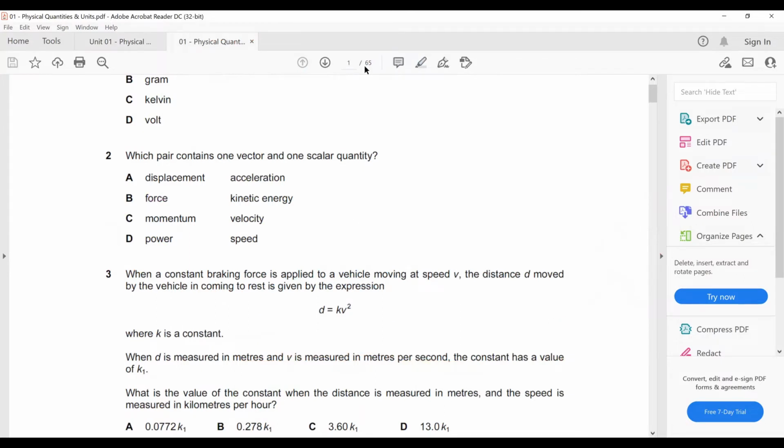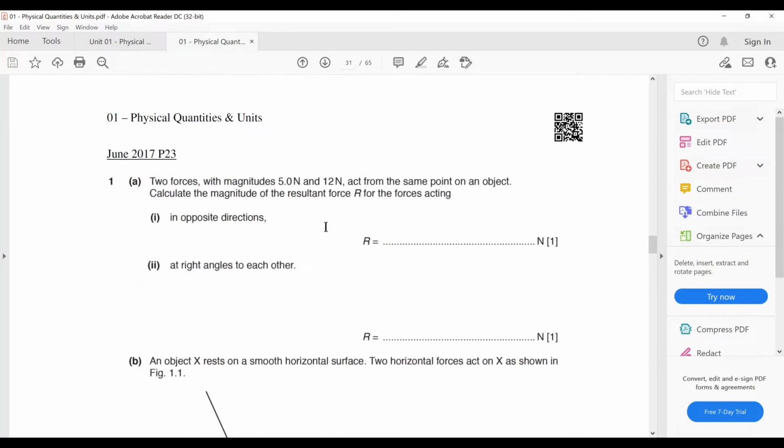Okay, so the first one I gave you was page 31, question 1. This is June 17, P23. Yeah, I also granted you access to Google Drive already. You could access the question. Could you access the worked solutions?